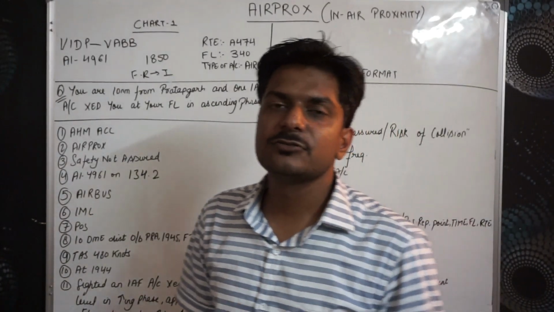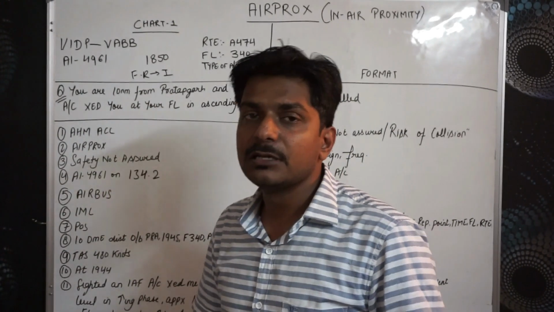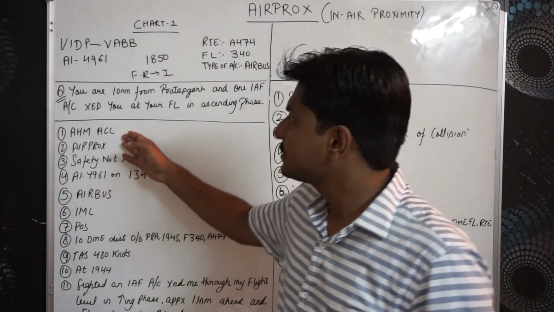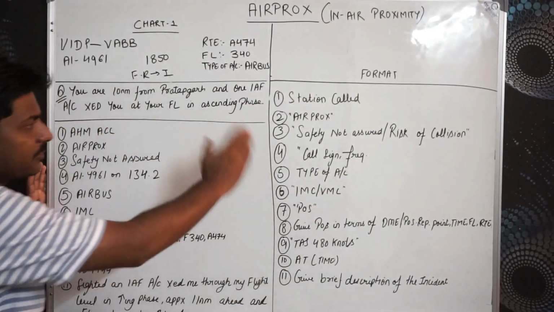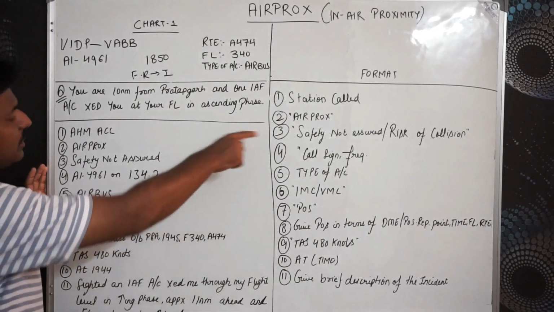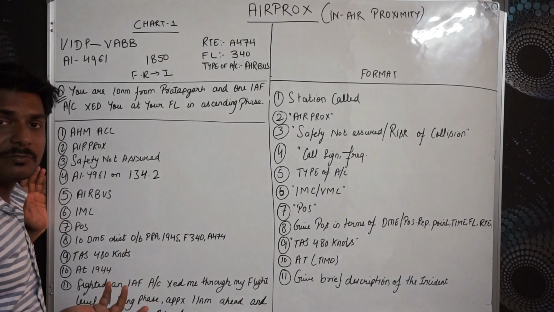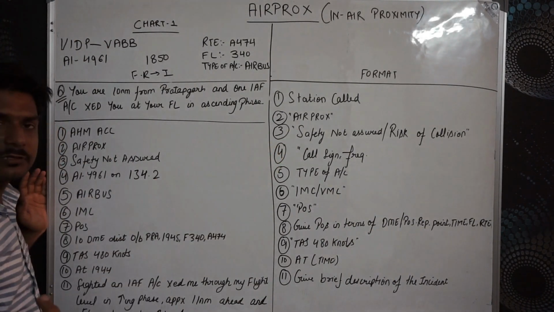So if we see the chart, in chart number 1 we will find out that 10 nautical miles from Pratapgarh will be at Ahmedabad control. So we will contact Ahmedabad control and we will say Airprox as per our format, whatever we have written in the format, Airprox. If the distance is not given, the separation is not mentioned, we can use either of these two: safety not assured or risk of collision.